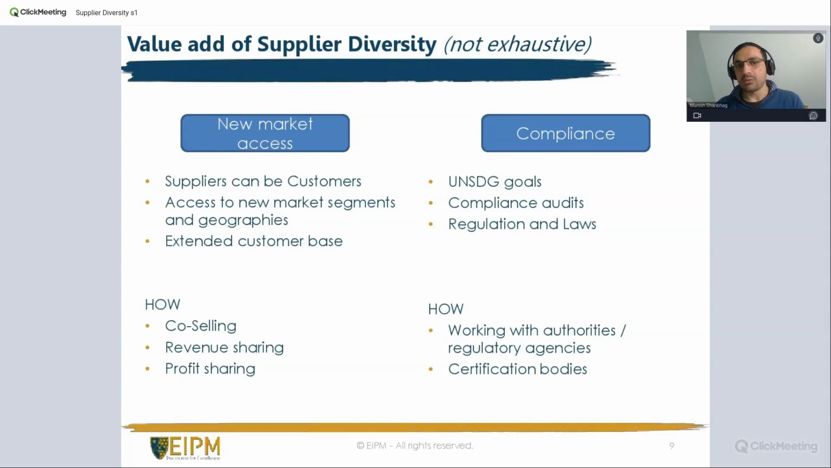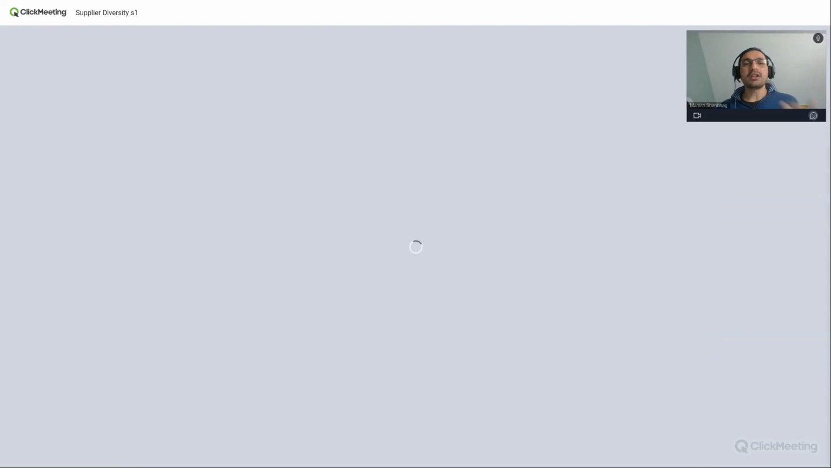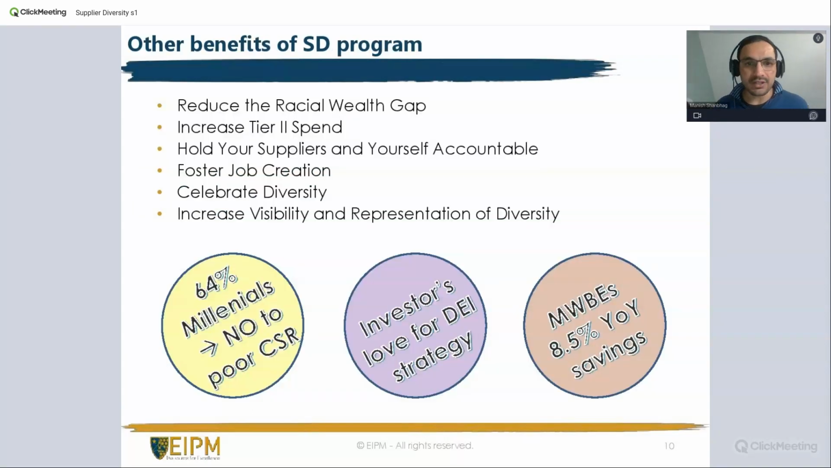Okay, so working closely with authorities, regulatory authorities, certification bodies, which have certified these different suppliers, and when you include them in the supply chain, you become compliant in whatever law or regulation that has been passed on. Okay, so you can see a lot of benefits. There are some other benefits that you can see from the supplier diversity program.